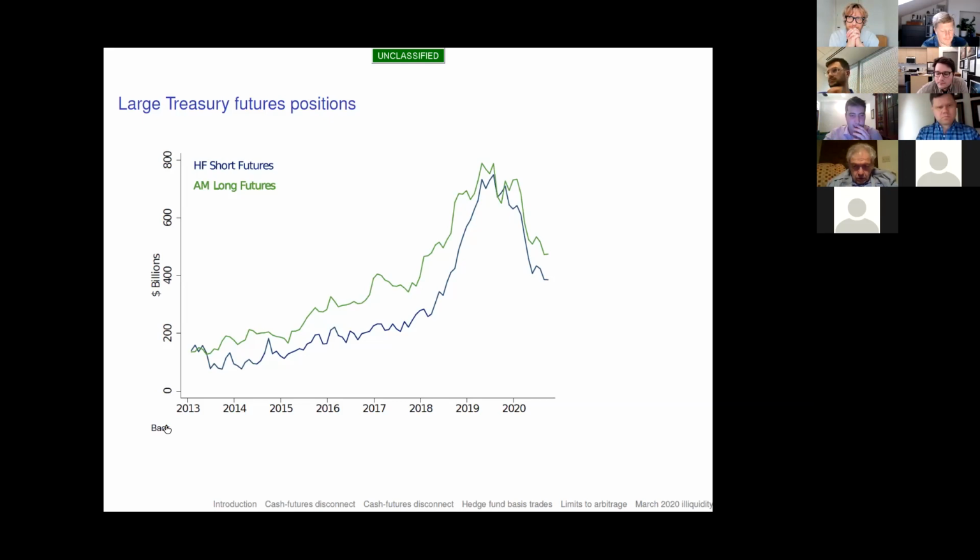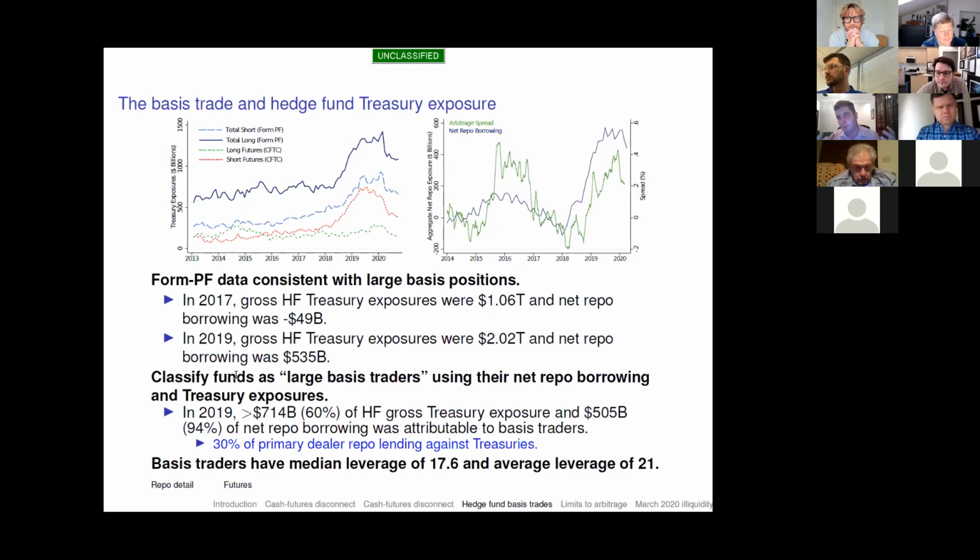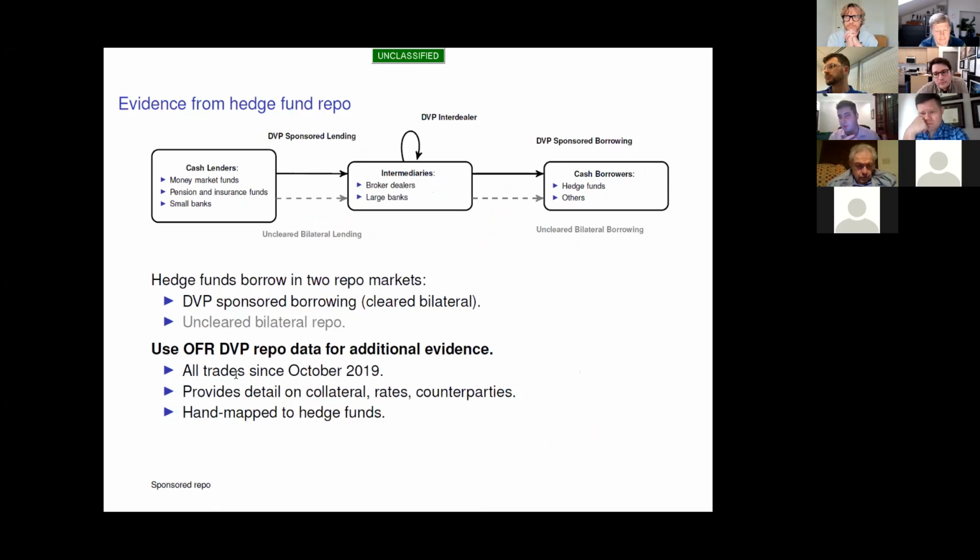But before I do that, unfortunately, Form PF doesn't report anything on a CUSIP level, right? We get general classes of exposures by hedge fund basis, but we can't see anything about what they're holding specifically. So to look at that, we're going to turn to evidence from hedge funds' repo borrowing, right? We know that if hedge funds are basis trading, they're going to be borrowing substantially against the cheapest to deliver as collateral. And that's what we're going to be building towards here.